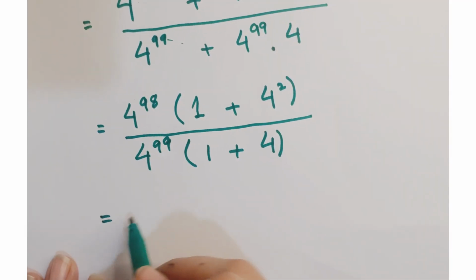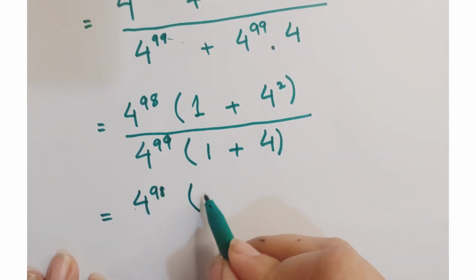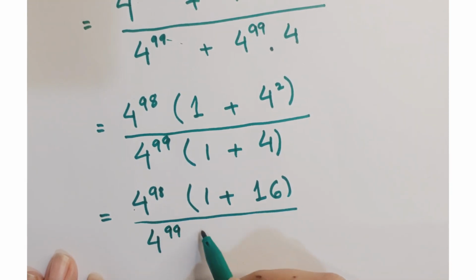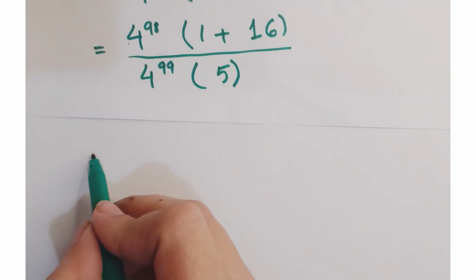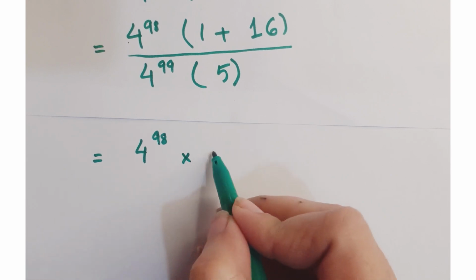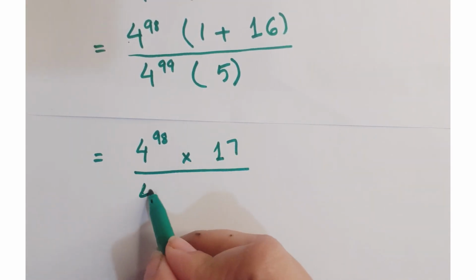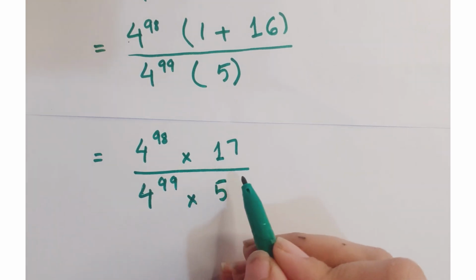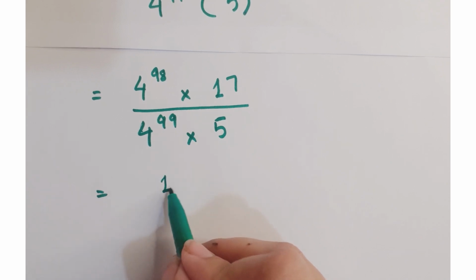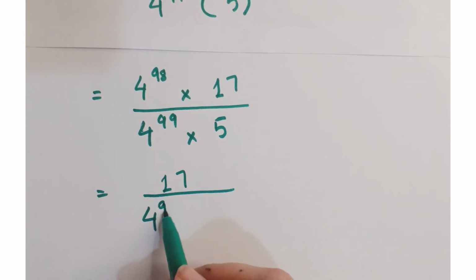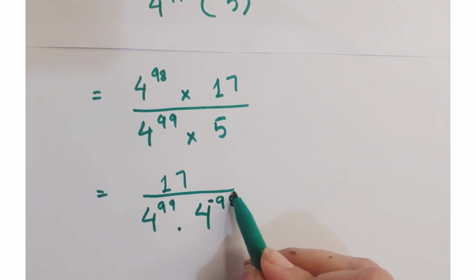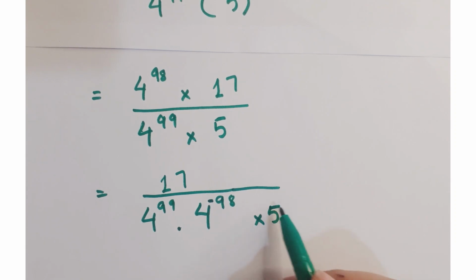Further, we can write this as 4 to the power 98 into (1 plus 16) upon 4 to the power 99 into 5. Now we have 4 to the power 98 into 17 upon 4 to the power 99 into 5. Further, just bring this 4 to the power 98 in the denominator, so its sign gets changed. It's a minus sign, and again it's into 5.